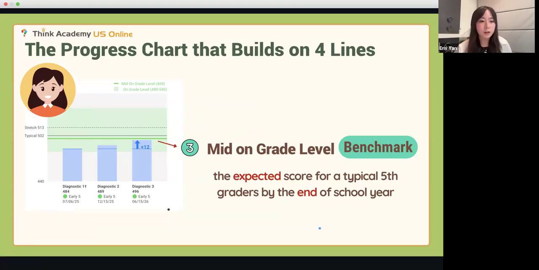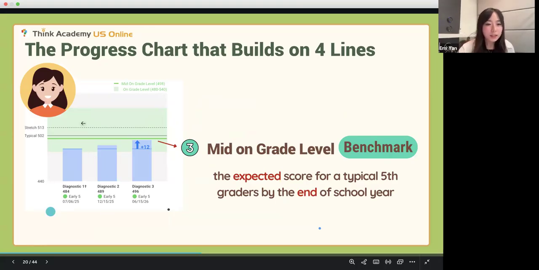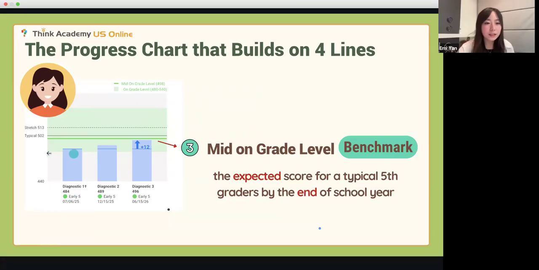So as we can see here, after I take this first test, I was on this line. I'm not quite at mid on grade level, right? Because the benchmark is here. The green line is here. I'm not reaching the benchmark. But should I be too worried about it? As you can see here, the typical is actually above the midline. So that means if I continue what I'm doing right here, I will be able to meet the expectation that is above the benchmark, the mid on grade level. So that should be okay.